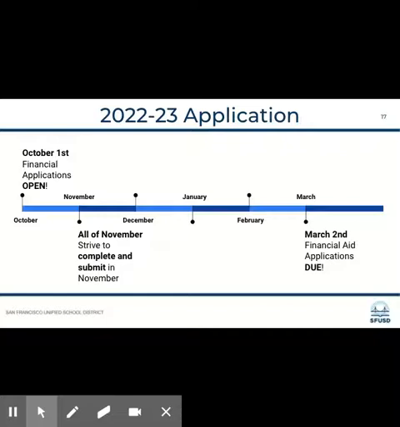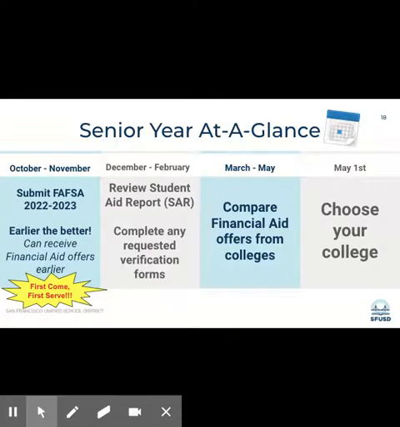In the spring, you want to have all financial aid packages in front of you for all the colleges you've applied to and been accepted to, to compare and contrast. This will help you decide where to go to college. Here's the timeline of your senior year. So again, when the FAFSA or DREAM Act applications are available in October, start working on them and submit.